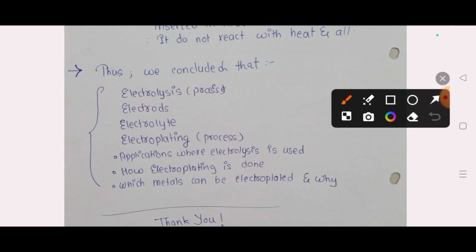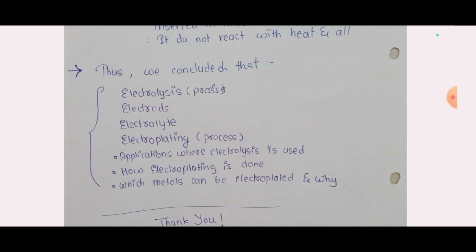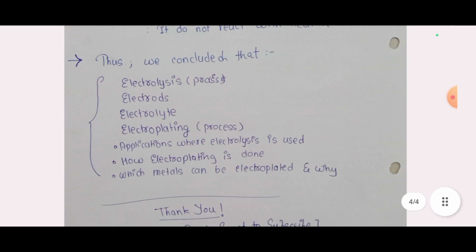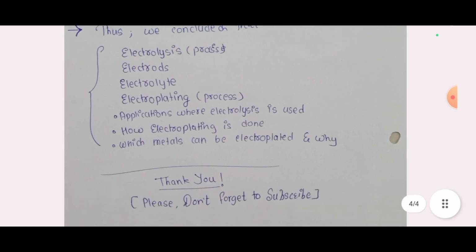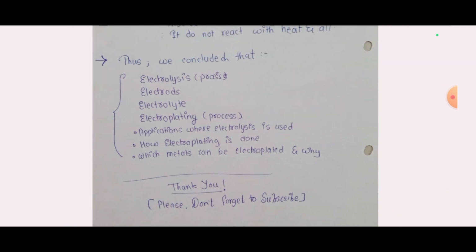We learned what the applications of electrolysis are. Applications means examples of electrolysis. We learned 3 were there, and we learned 1. The other 2 examples we will learn in part 2. How electroplating is done, of course, we learned about that. Silver and gold, how to electroplate gold on silver, we learned. And which metals can be electroplated. All the metals can be electroplated actually.